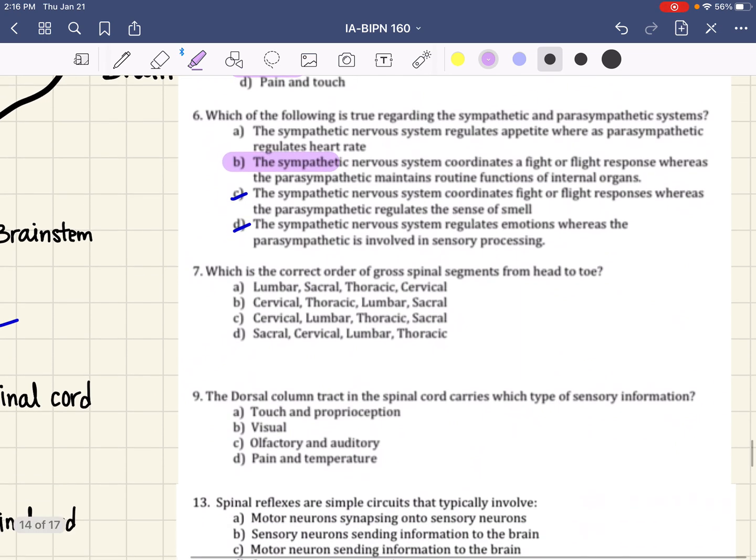Okay, number 7 is which is the correct order of gross spinal segments from head to toe. If this is something you didn't know, gross means just pure anatomical. When they're talking about gross structures, it's just looking at anatomy. So the order would be cervical, thoracic, lumbar, and sacral. So let's see, cervical, thoracic, lumbar, sacral, so it would be B.